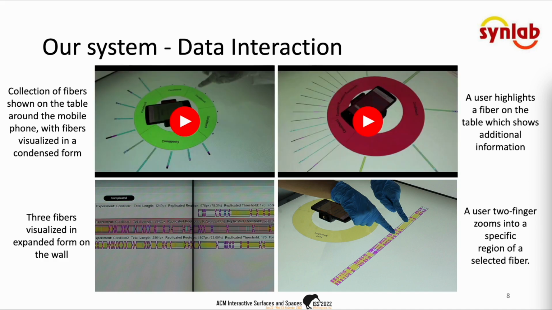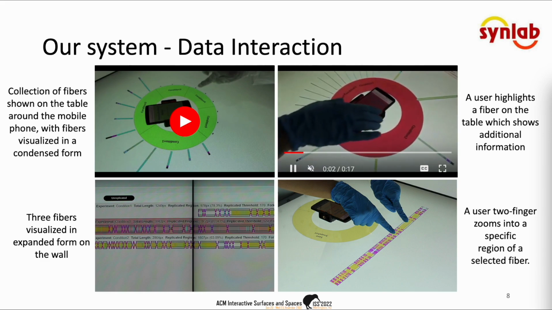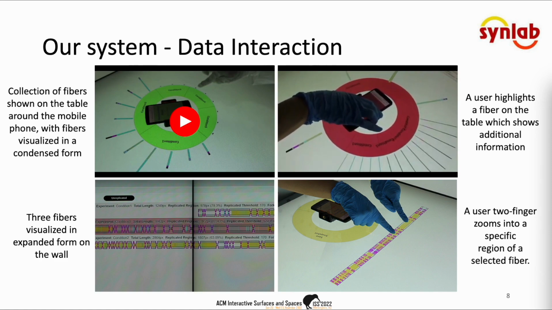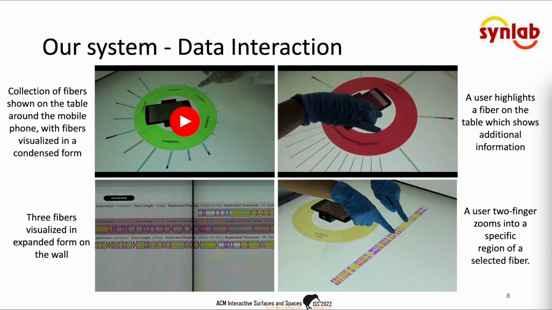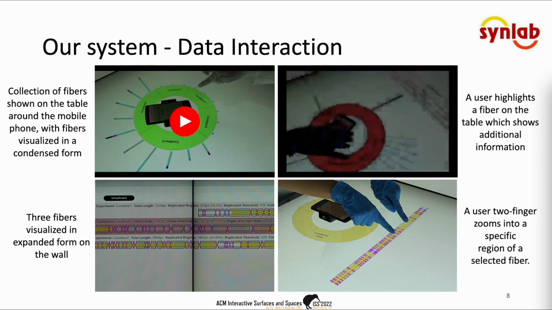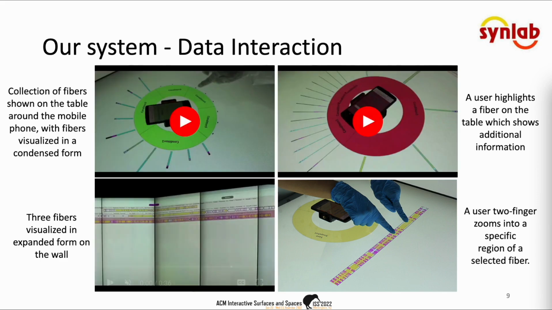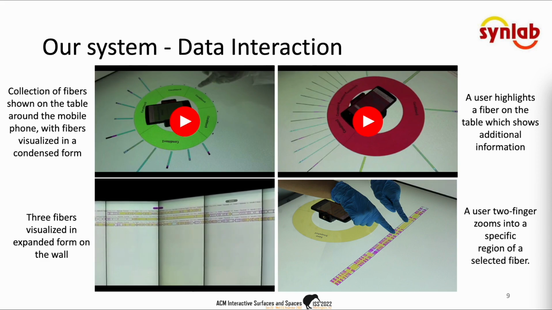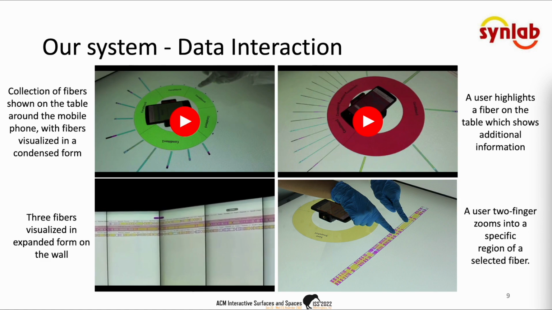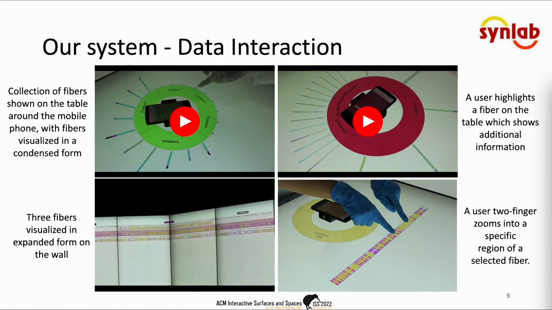Individual fibers can be highlighted by rotating the mobile device and then selected by confirming on the mobile device's screen. When selected, a fiber is displayed on the wall underneath any currently displayed fibers. On the wall display, selected fibers are visualized in their full extent in order to show the layout of all the regions as well as the locations where the proteins bind.